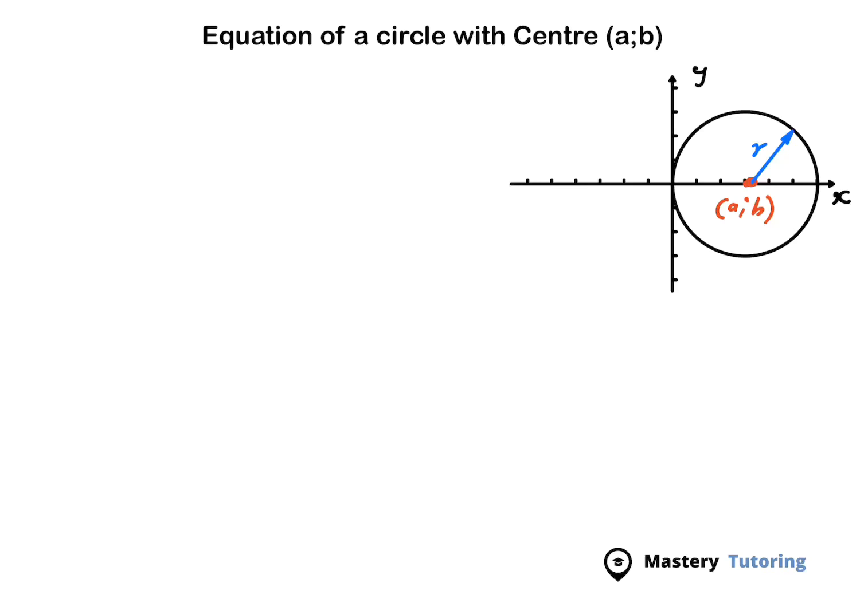The formula that you're going to use here is going to be this one here. So you're going to say (x - a)² + (y - b)² = r². So it's similar to the one that we used previously for when the center is at the origin. So it was like x² + y² = r².